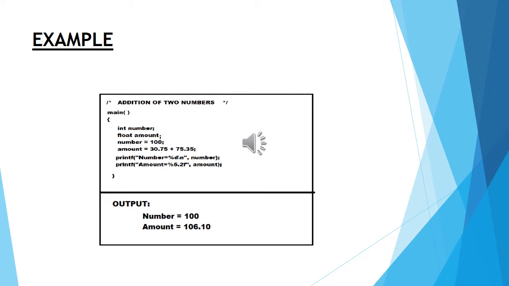number = 100 and amount = 30.75 + 75.35 are called assignment statements. Every assignment statement must have a semicolon at the end. The next statement is an output statement that prints the values of number and amount. \n means that you want to print the output on the next line.